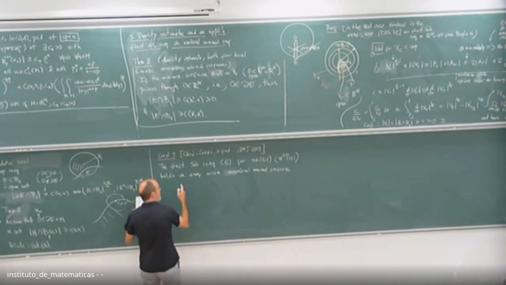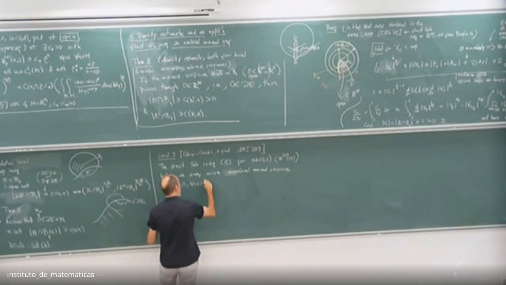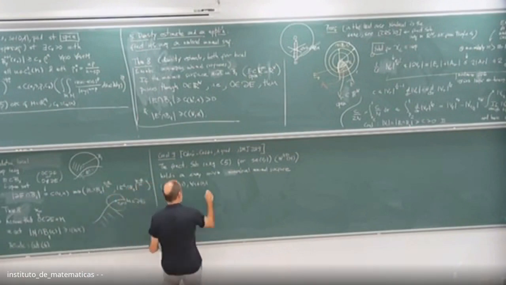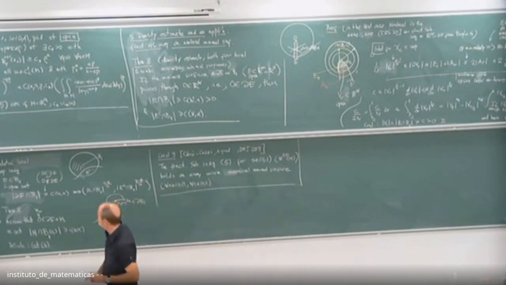And this holds for every alpha. The point is that this holds for every alpha in (0,1) and every s in (0,1), independent, with no relation between them. Okay? And there is nothing else, we have proved this.